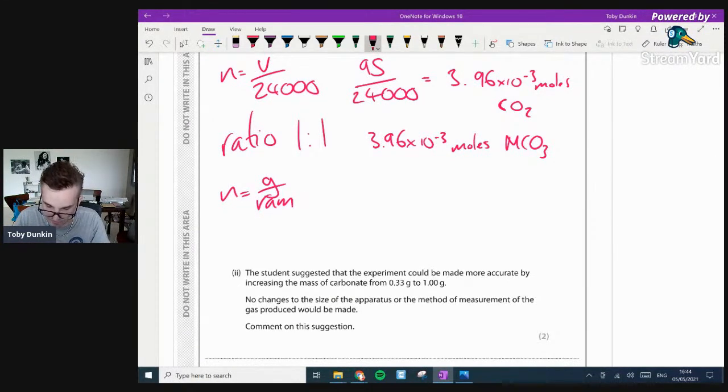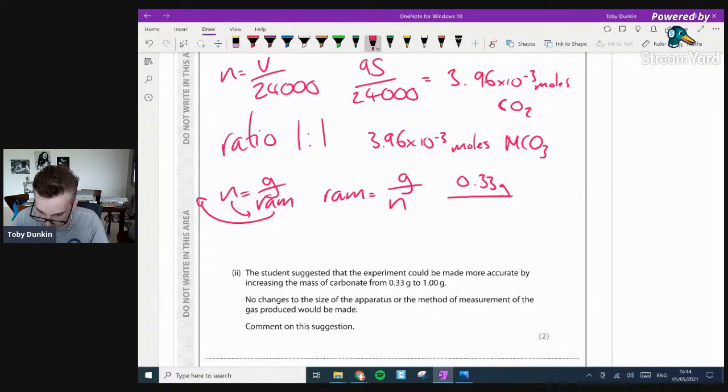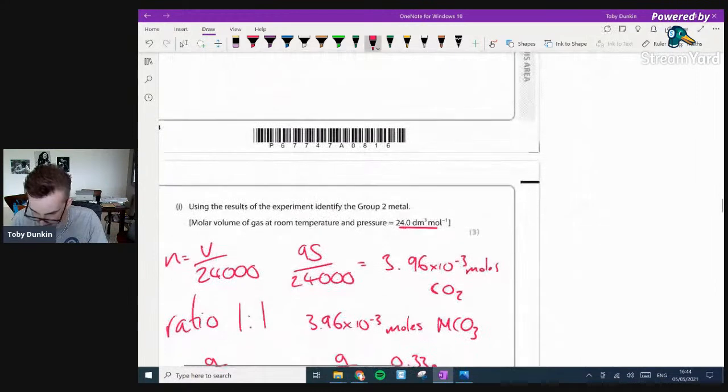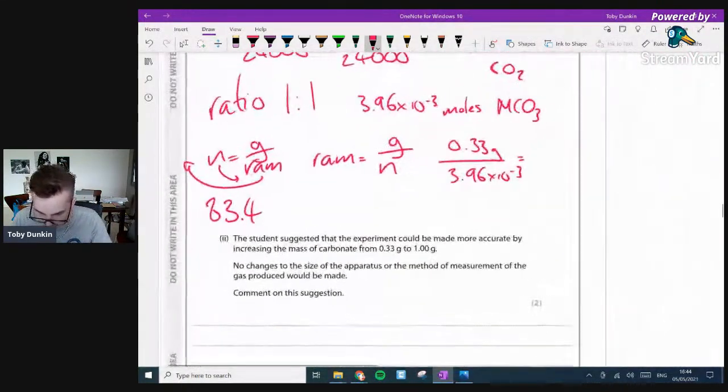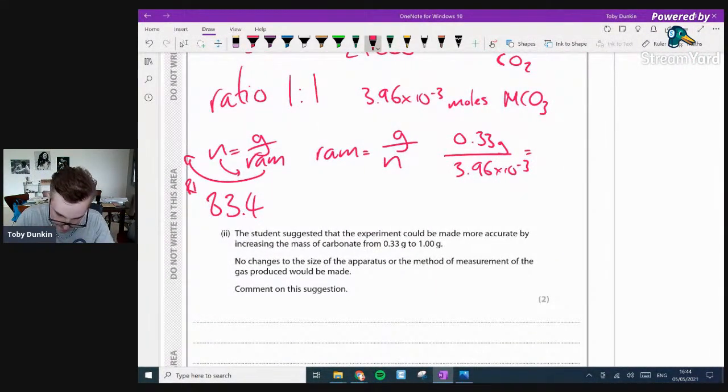So we've got moles and we've got grams. Reorganize, bring the Mr over, bring the moles down. Mr equals grams over moles. The grams was 0.33 grams and our moles was 3.96 times 10 to the minus 3. So was it 0.33? Let's just check that. Yeah, it was. 0.33 divided by the answer gives me a number of 83.4. Okay, now that's the RMM. It's actually the RFM because it's ionic.